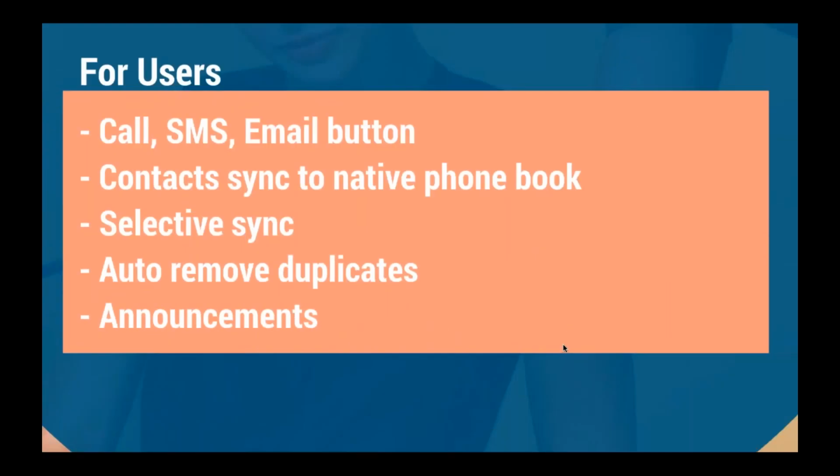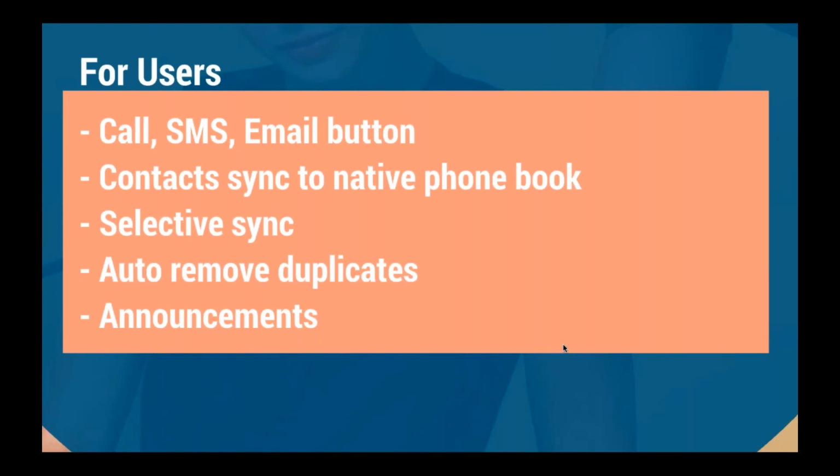Next, we will move on to the features in the application, of course, meant for the users. And the first feature is call, SMS, and email. After logging into the AstroContacts app, user can click on any contact and they will be able to call, text, and email them.